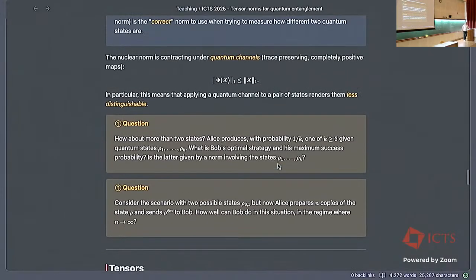Good. So maybe I should stop. I have 10 minutes left, but then I think it's not a good idea to start with tensors. Maybe I should start tomorrow because it's a completely different topic. So let me stop here. Thanks a lot.